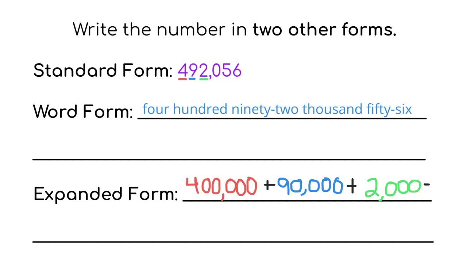Our next digit is a 0, so we don't have to show that in expanded form. We can move on to the next digit, which is a 5. The 5 is in the tens place, so it's worth 50. And the last digit is a 6. It's in the ones place, so it's just worth 6. So we have 400,000 plus 90,000 plus 2,000 plus 50 plus 6, showing the value of each of the digits in that number.